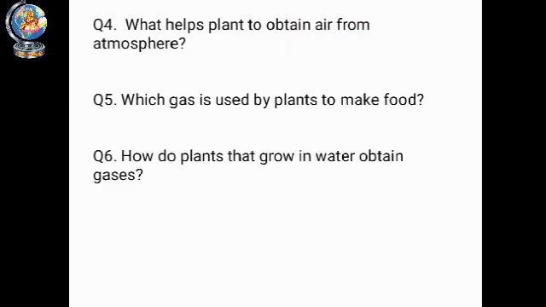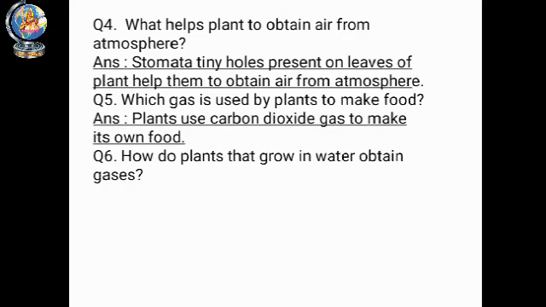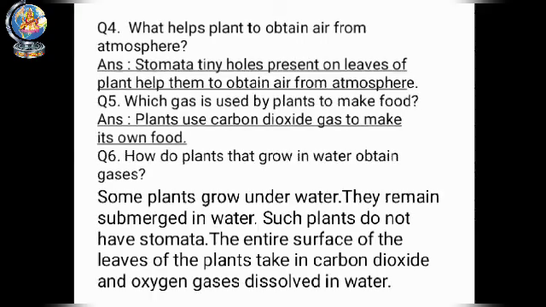Next question, what helps plants to obtain air from the atmosphere? Stomata, the tiny holes present on the leaves of a plant, help them to obtain air from the atmosphere. Which gas is used by plants to make food? So easy, right? That is carbon dioxide gas. They absorb carbon dioxide gas and they make their own food.